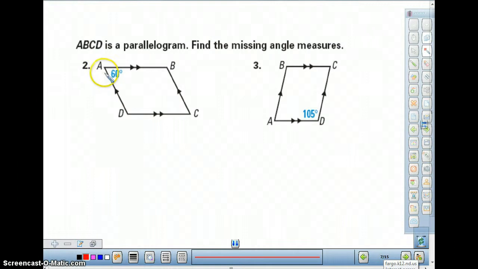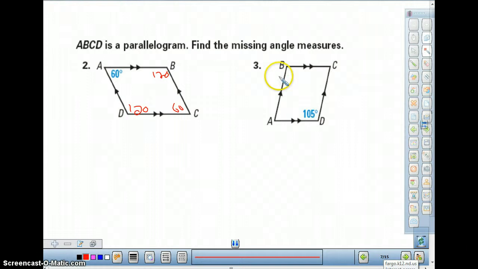Okay, so if we try a few more of those, across from A is C, that gives us 60 because those are congruent, and then next to each other add up to 180. So 60 plus 120 gives us 180. So B would be 120, and then across from B is congruent, so that's going to be 120.